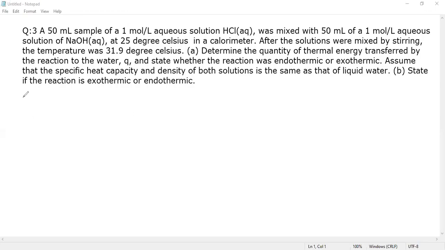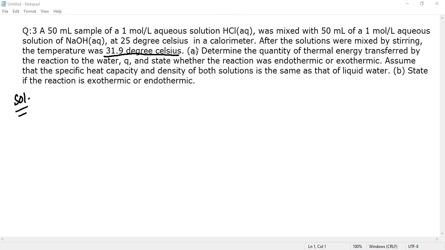Let's go ahead and try to solve this problem here. So this is a neutralization reaction. So what is happening here? A 50 ml sample of 1 mole per liter aqueous solution of HCl was mixed with 50 ml of 1 mole per liter aqueous solution of NaOH at 25 degrees Celsius in a calorimeter. So we mix HCl and NaOH at 25 degrees Celsius. After the solutions were mixed by stirring, what was the final temperature?